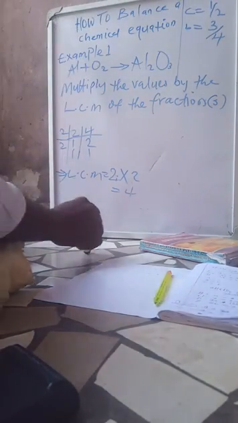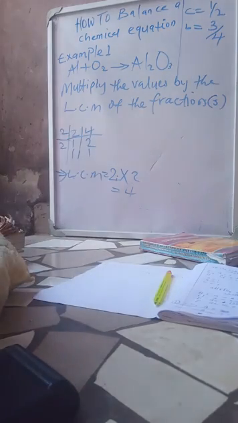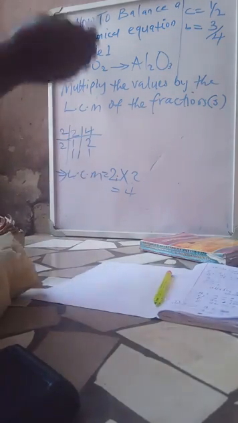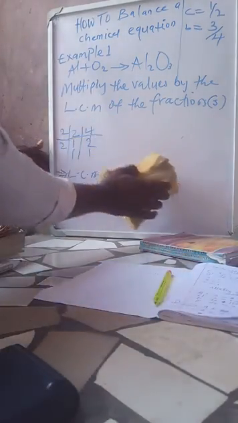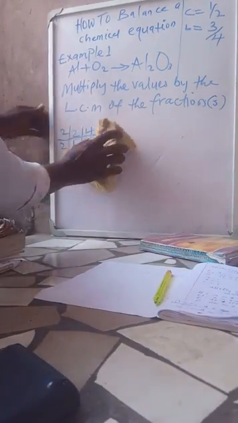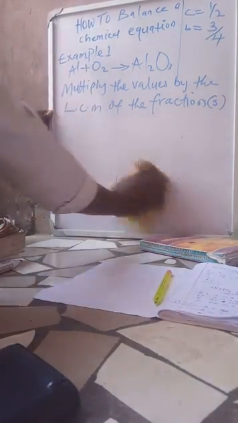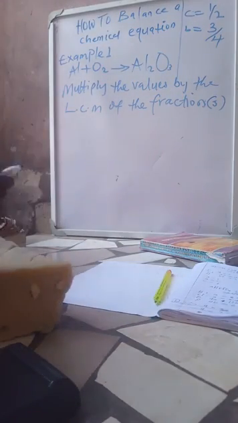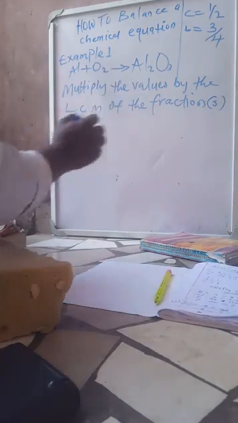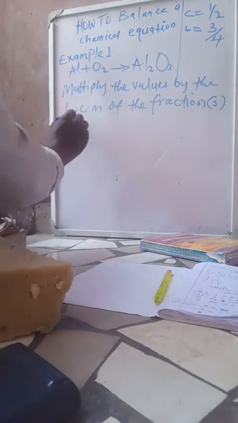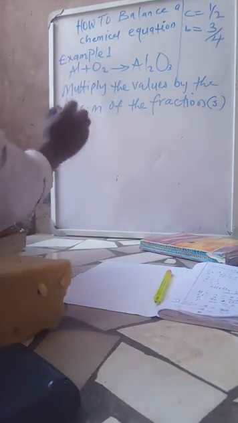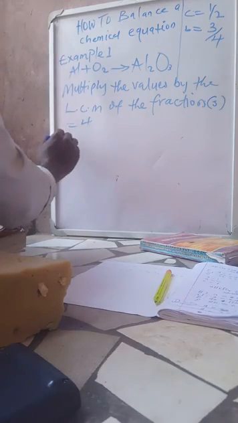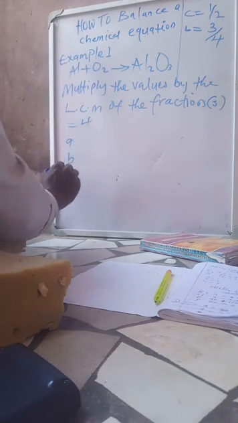So we'll multiply this 4 to the values, these values here. We multiply it to A, B, and C value. Whatever it gives us, we substitute for our equation. So let's do it this way. We have 4 as our LCM. Now let's rewrite our values again. Our A, B, and C.